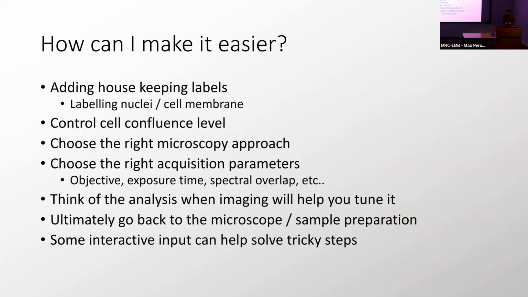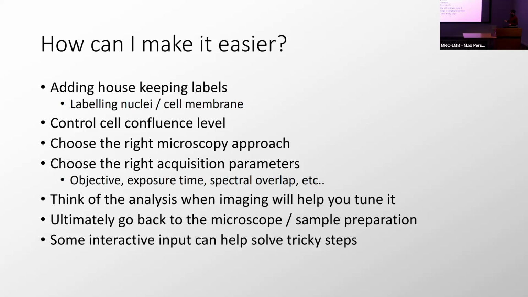So there are things you can do to improve the image analysis beforehand, before starting any kind of processing. In particular, add what we call in the team housekeeping labels. Labeling nuclei or cell membrane will enable you to have statistics at the cell level. If you don't do this, there is very little chance you will be able to collect measurements cell by cell, unless you do it manually. You can control the cell confluence level when you grow cells on the coverslip, a monolayer of cells. It will help a lot to not have measurements coming from one cell to the other.